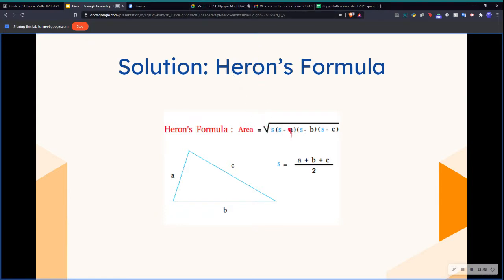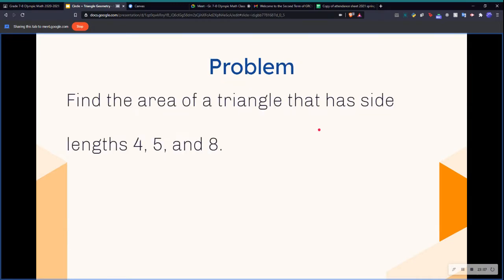All right, no questions. Now we're going to use this formula in the problem on the next slide, right here. Find the area of a triangle that has side lengths 4, 5, and 8 using Heron's formula. I'll give you guys a minute to solve this. If you have the answer, just unmute yourselves and say it, or you can type it in the chat. Anything works.